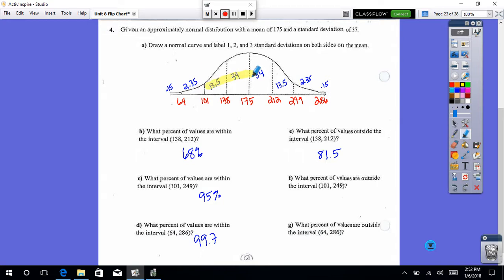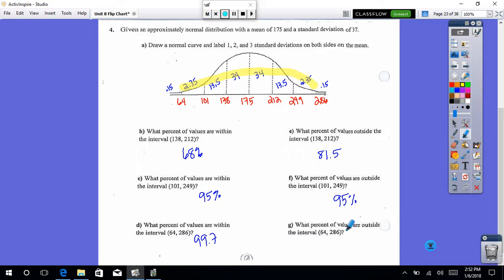$100 to $249. 95%. And last one on this page from 64 all the way to 286.